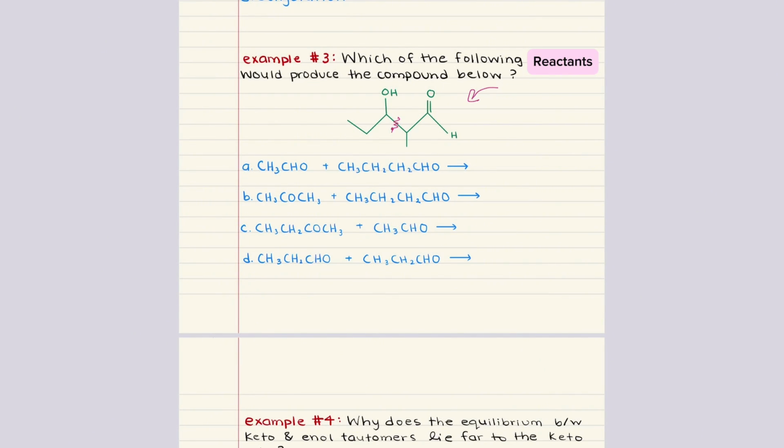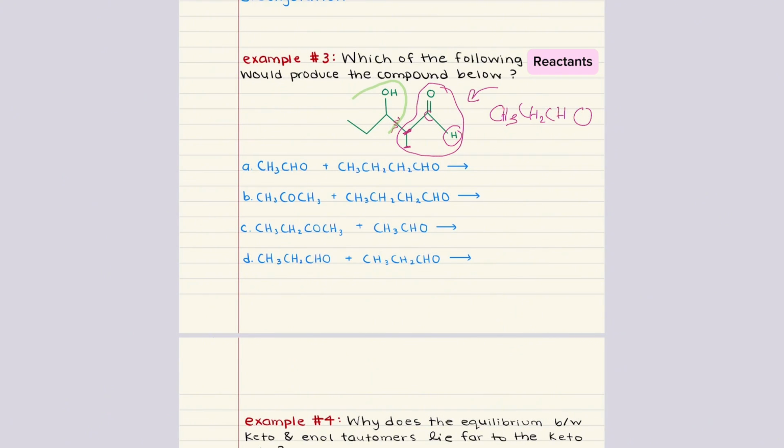So when we create this little cut, what's on the right side is our first reactant. So we notice it's an aldehyde. That means the carbonyl carbon's attached to a hydrogen. And the other group it's attached to is an ethyl group. So if we were to write the molecular formula for this first reactant, it's going to be CH3CH2CHO. Now, what about the other side?